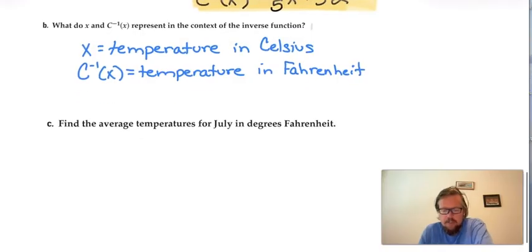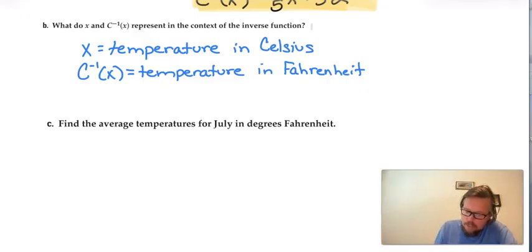So now we can answer this question: the average temperatures for July in degrees Fahrenheit. So we need to know what the average temperature was in July in degrees Celsius so that we can plug it in and get our average temperature in degrees Fahrenheit. So we need to go find whatever the average was in Celsius for July. And I already looked this up beforehand.